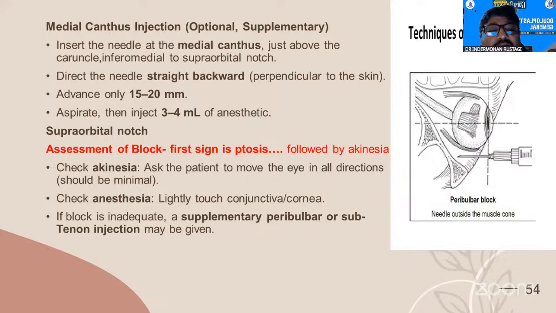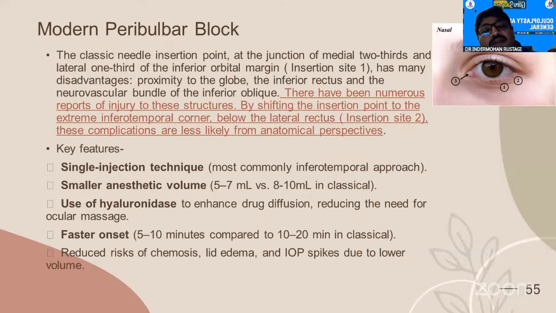Then in these blocks, how do we assess that the effect is proper? The first sign is ptosis, then comes akinesia. We check the akinesia by asking the patient to look in all directions. We check the anesthesia by touching the conjunctiva, and of course we can always supplement the peribulbar block.